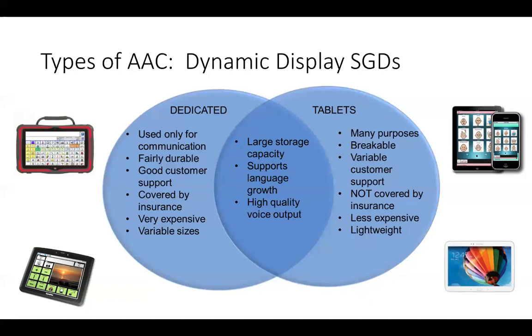Dedicated devices, because they can only be used for communication, are oftentimes covered by insurance. Tablet-based devices, if they're off the shelf, are typically not, although there are some instances when you can get insurance, but in general, they're not covered by insurance. Dedicated devices are often very expensive, whereas iPads are not cheap, but in general, they're less expensive than if you are paying out of pocket for the dedicated device. And then the other difference is that there are variable sizes with dedicated devices, whereas in general, tablets are quite lightweight and portable.